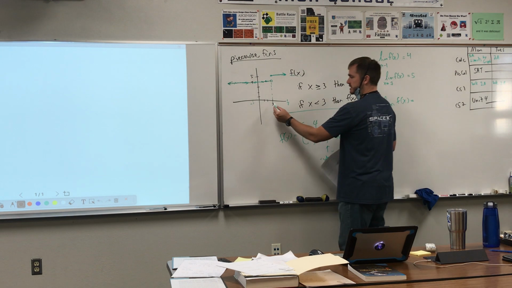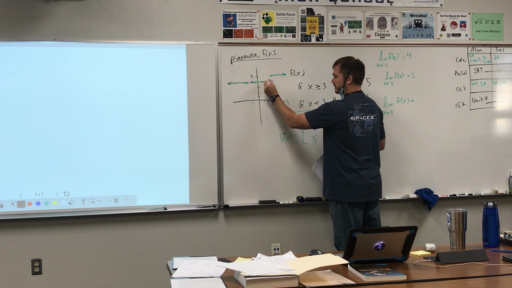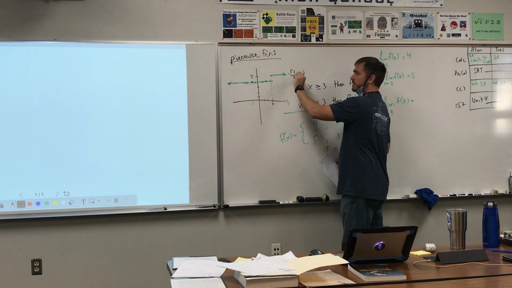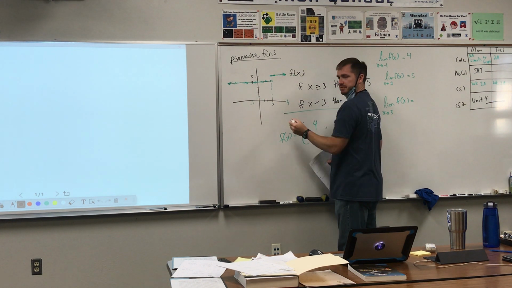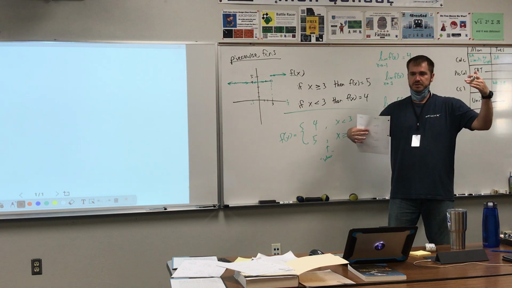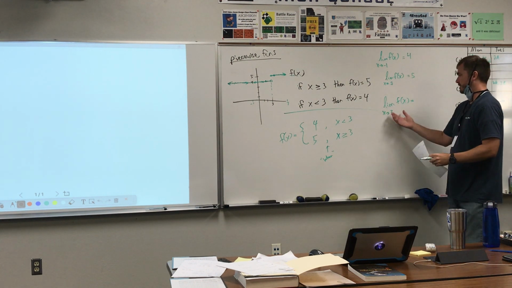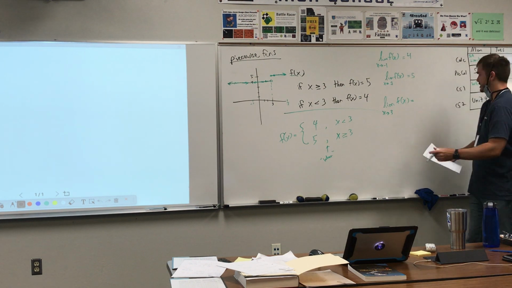He says does not exist. Well, we're zooming in on this area. 4, 4, 4, 4. Definitely seems to be approaching 4 from the left, right? What about from the right? 5, 5, 5, 5. Seems to be approaching 5. So we're approaching two separate things. Therefore, the limit of f of x as x approaches 3 is? Does not exist.